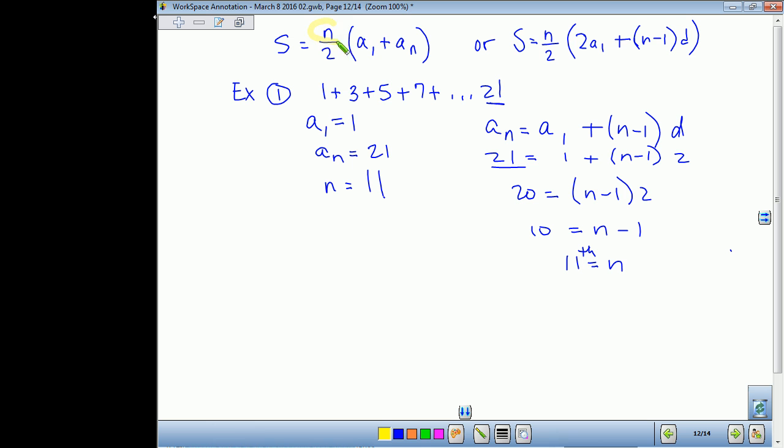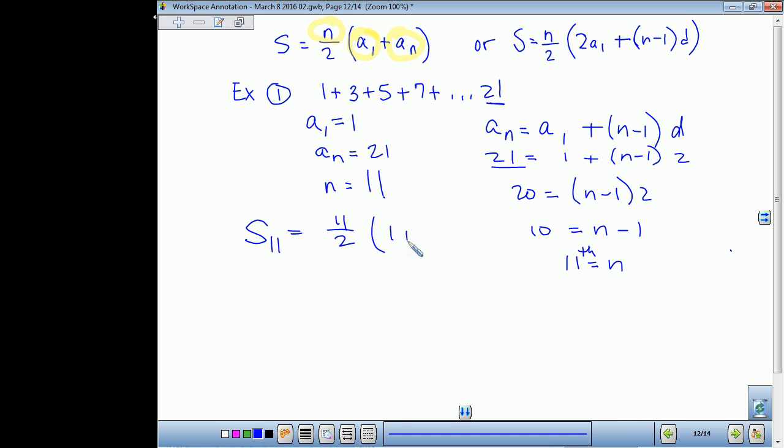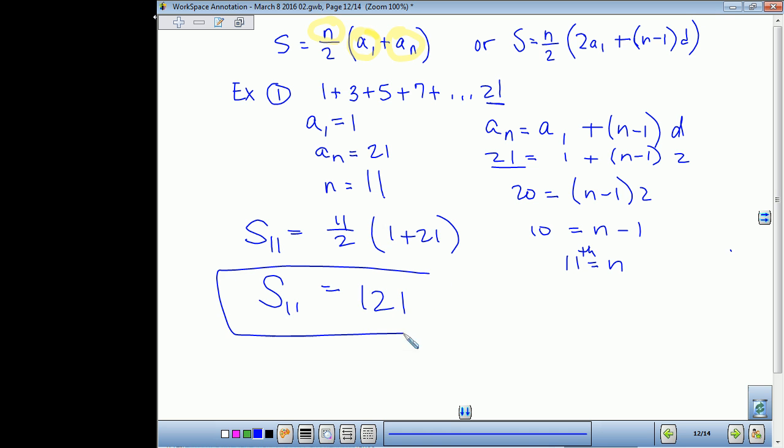Now I've got it all. I've got n, I've got the first term, and I've got the last term. So the sum of the first 11 terms is 11 divided by 2, times 1 plus 21. Half of 22 is 11, and 11 times 11 is 121. Okay, so what I did, folks, was 1 plus 21 is 22. Half of 22 is 11. 11 times 11 is 121.